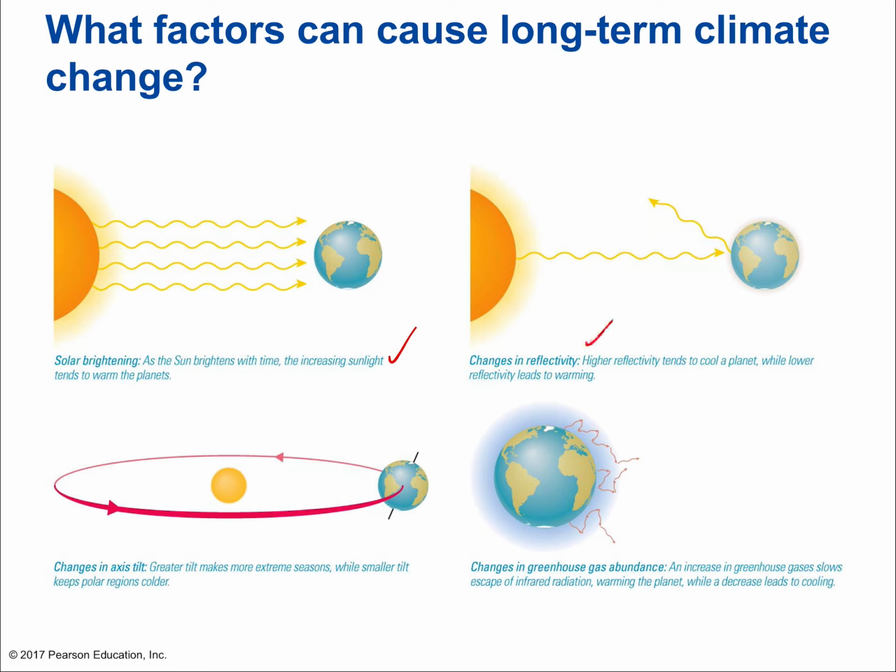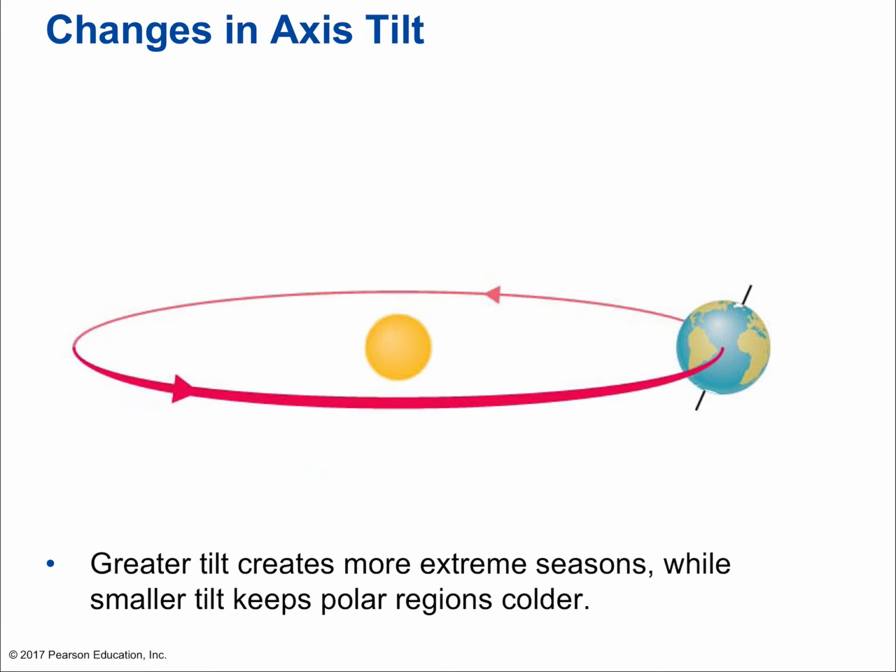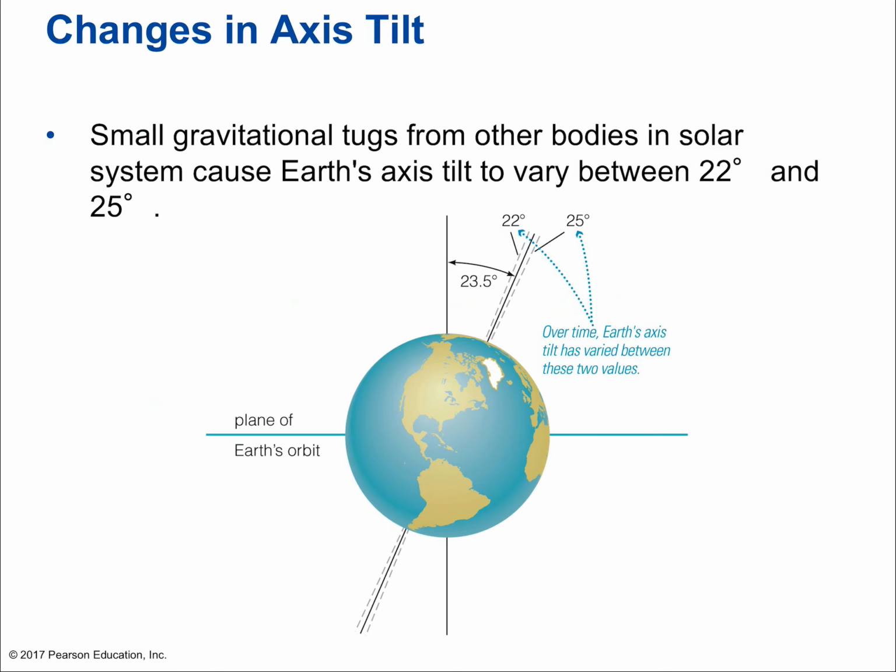But perhaps a gravitational flyby, right? A close encounter with a large object could also significantly change the tilt, and also a change in greenhouse gas abundance, right? And this one, of course, is most relevant to our human condition, our lifespans. All right, so solar brightening, summer rising up, axial tilt, already talked about it.